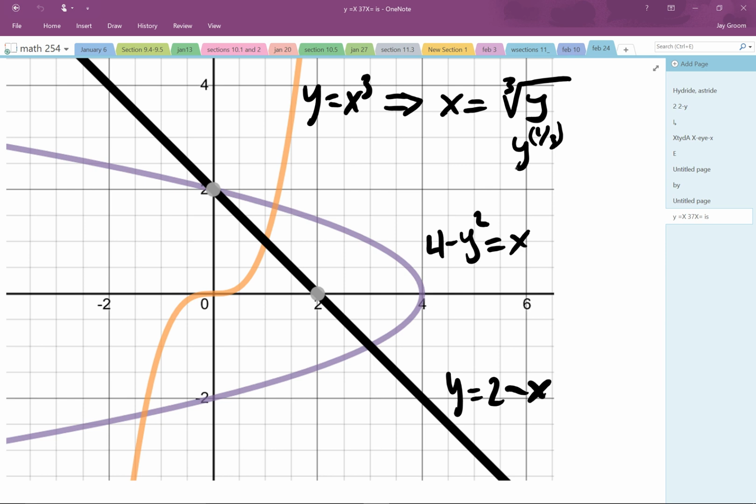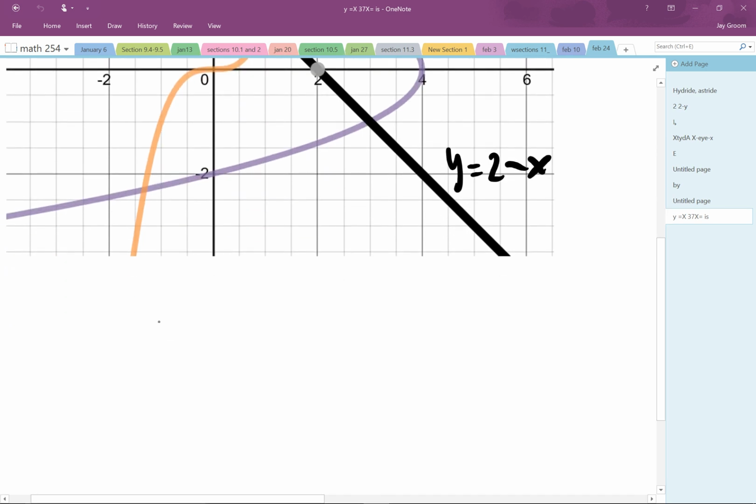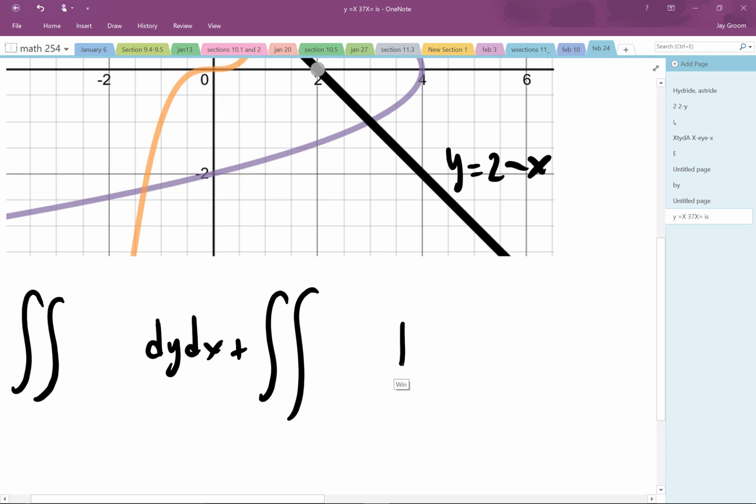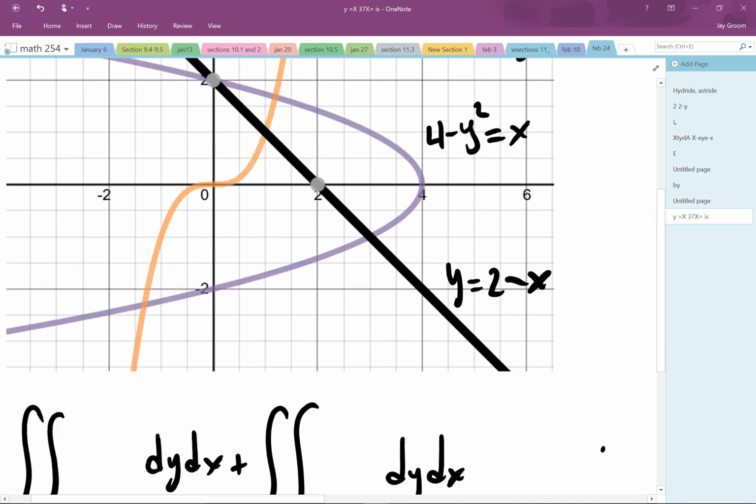So let's try this. Again, that means I'm going to be doing dy dx here, and I'm going to have to do it in two pieces. Okay, so let's start off with the bottom piece. All right, so we're gonna have to split it this direction, right here, yes? We're gonna split it this way, right across through into here somewhere. So that means I need to find this intersection point right here. That's going to be a big deal.